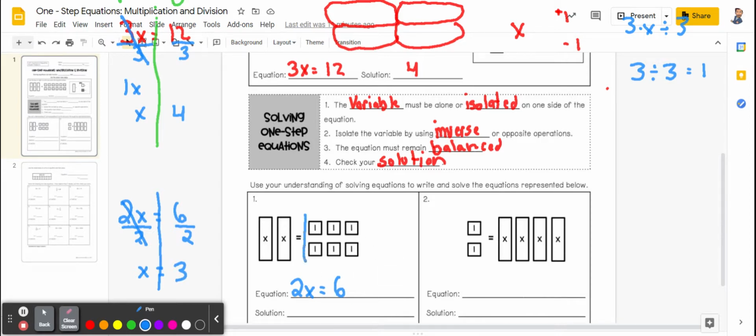6 divided by 2. We're going to divide this model into groups of 2. And how many groups of 2 do we have? We have 1, 2, 3 groups of 2. So our solution is 3.